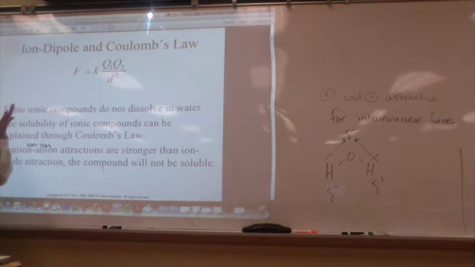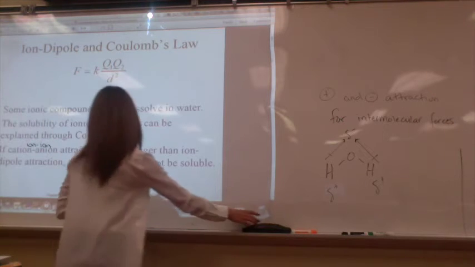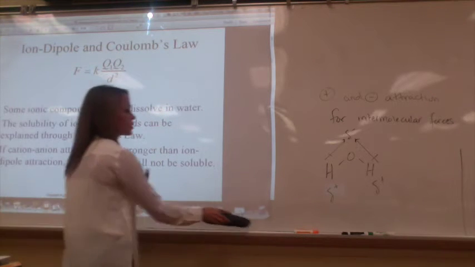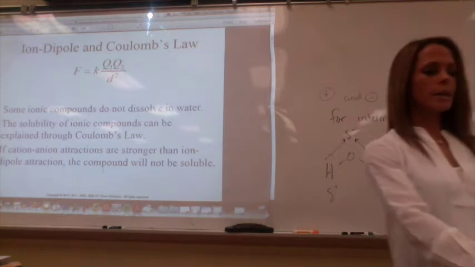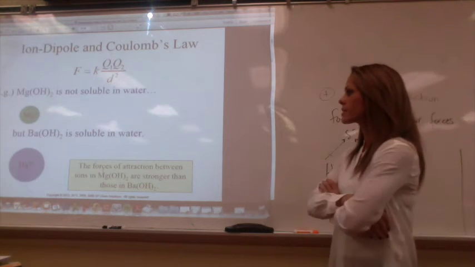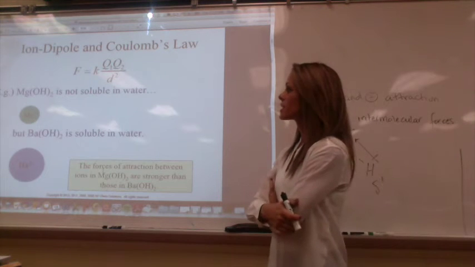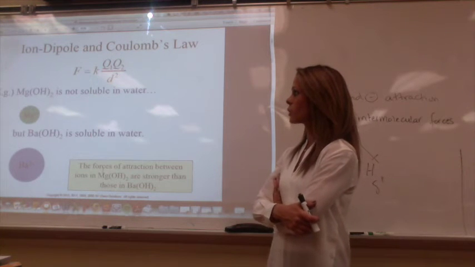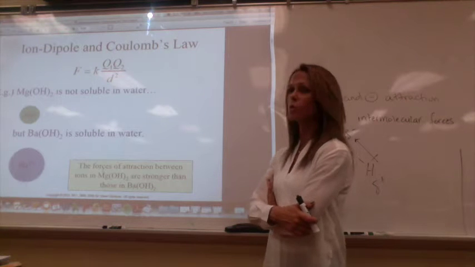So we're going to go through the list eventually, but right now we know that ion-ion is stronger than ion-dipole, right? Like ion-ion precedes, ionic compounds precede ion-dipoles. So sometimes it will pull them apart and sometimes it won't. So let's take a look at this example with magnesium hydroxide and barium hydroxide. It says magnesium hydroxide is not soluble in water, but barium hydroxide is soluble in water.